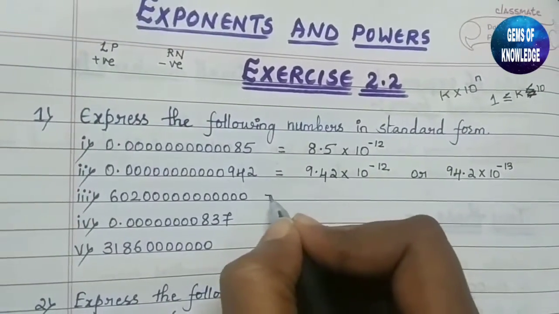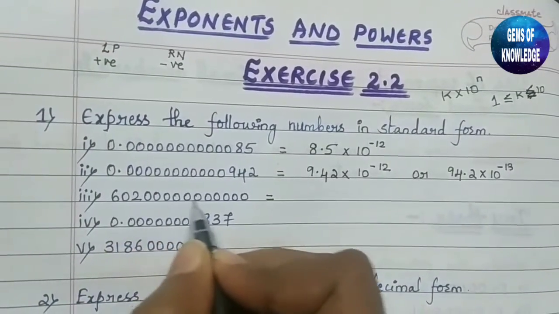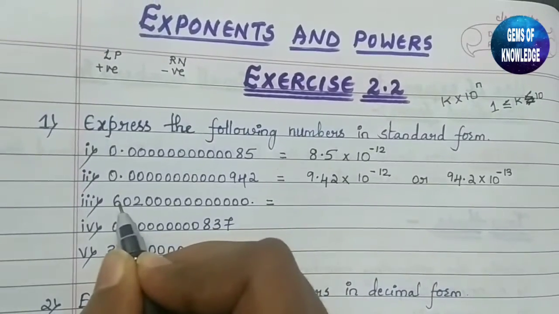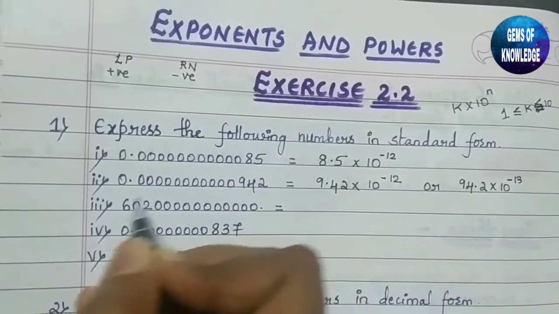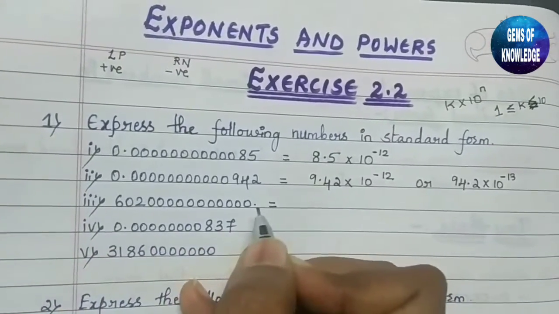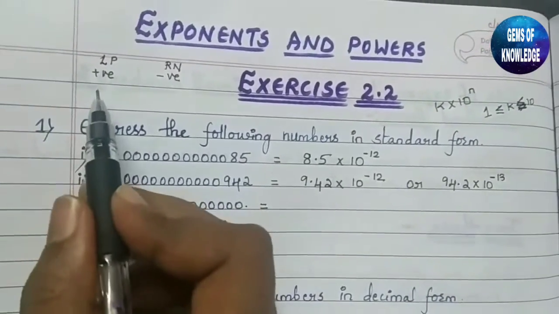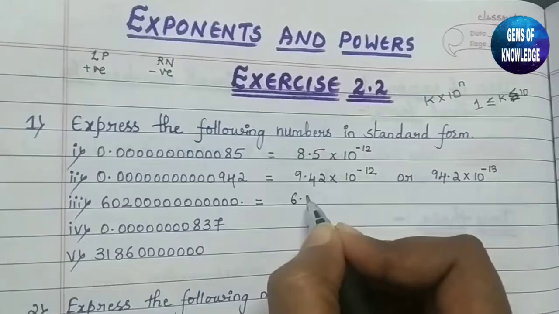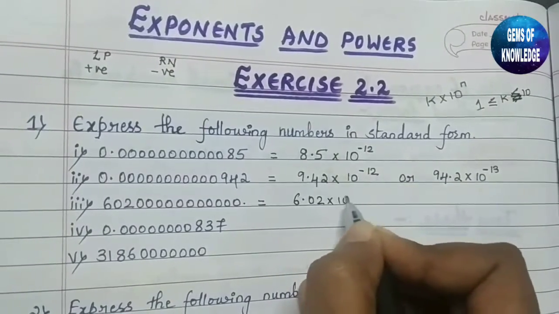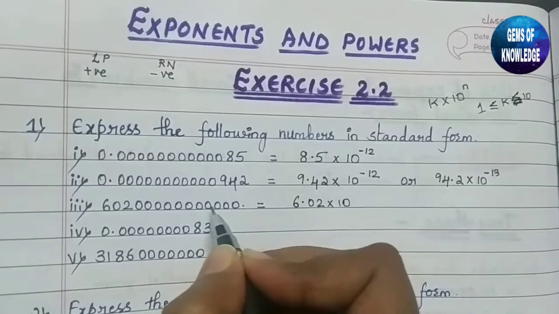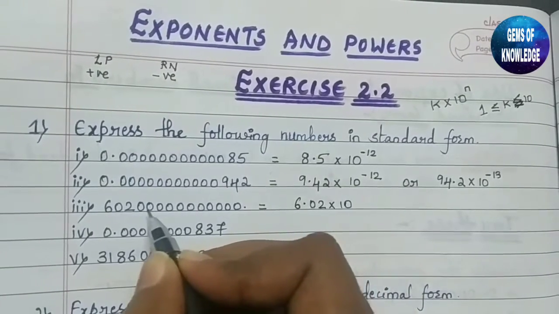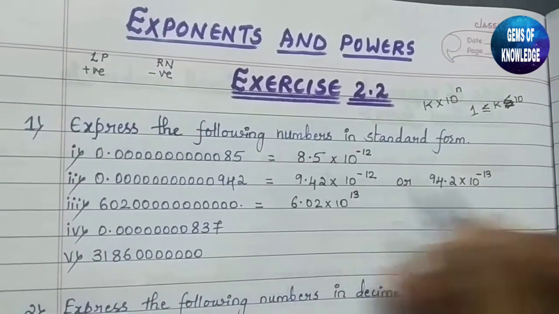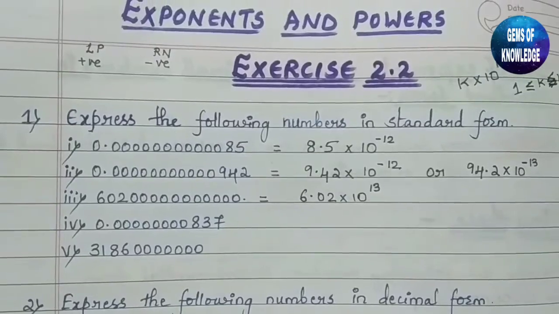Next you can see there is no point over here. It means the point is here now. You have to move it to this part. You are moving the point to the left side, so your power must be positive. So it will become 10.02 into 10 to the power of, let us count, 1, 2, 3, 4, 5, 6, 7, 8, 9, 10, 11, 12, 13. So it will become 10 to the power of 13. Here I have just changed the question.